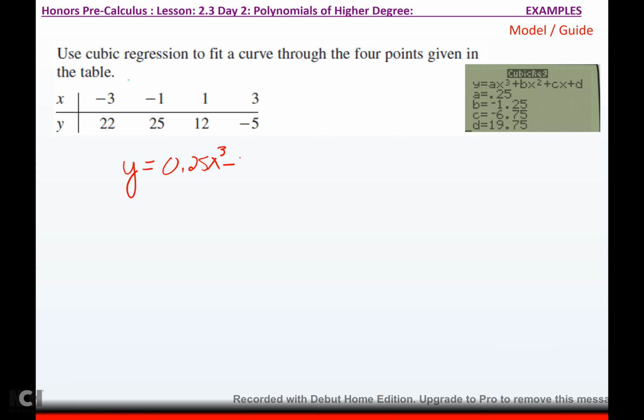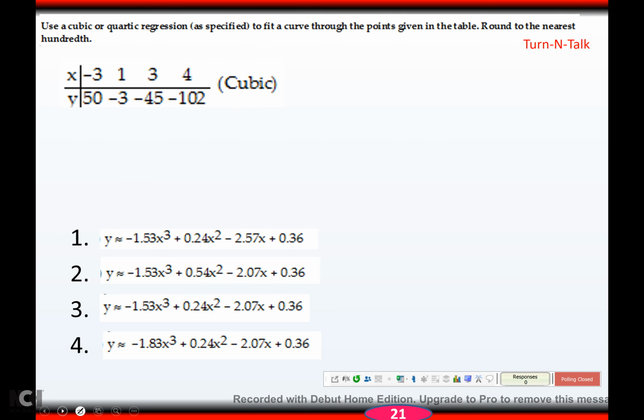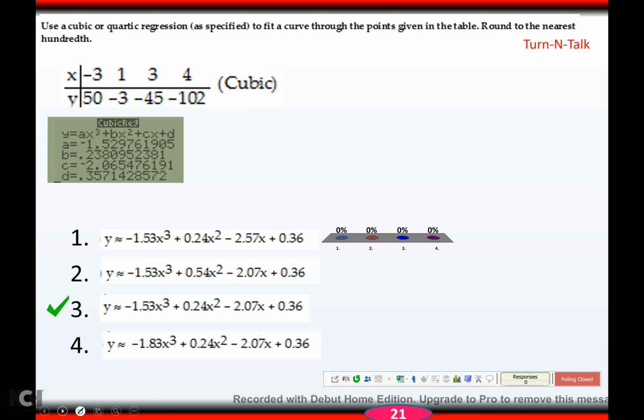So my function would be y equals 0.25x cubed minus 1.25x squared minus 6.75x plus 19.75. You literally plug in your A, B, C, and D to what it tells you, and there's your function. Okay, so you try this one, hit pause, give it a shot, come back when you're ready, and hopefully you got 3. I put in my data and got the A, B, C, D that they did.